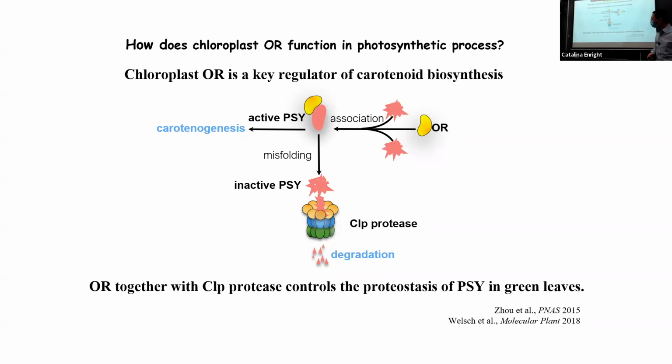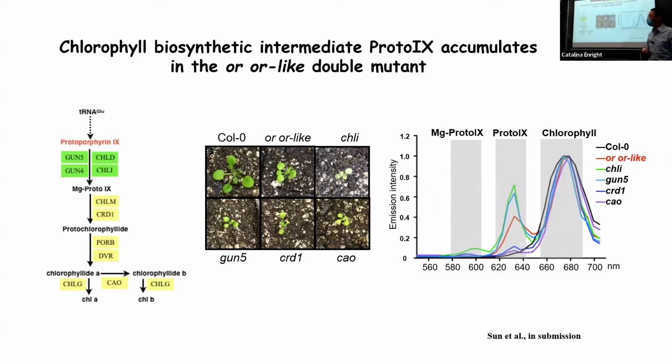So when we check the chlorophyll biosynthesis pathway, we find that the OR-like double mutant can accumulate protoporphyrin IX, which is the intermediate of chlorophyll biosynthesis. Normally, we will not see protoporphyrin IX accumulation in wild type plants or in other pale green mutants, except for the enzymes directly converting protoporphyrin IX, magnesium chelatase. So this result indicated that in the OR-like double mutant, not only is carotenoid biosynthesis impaired, chlorophyll biosynthesis is also affected.